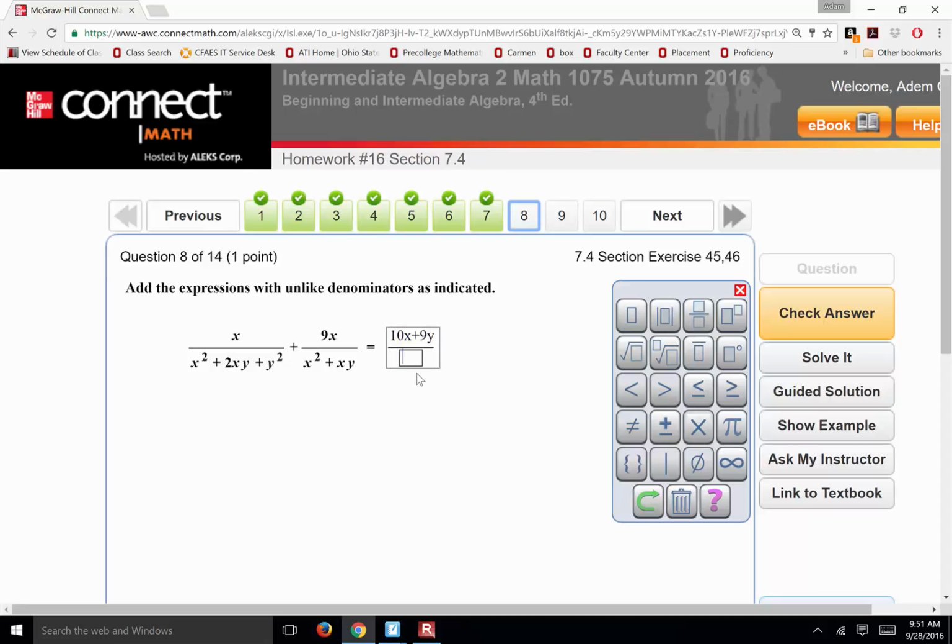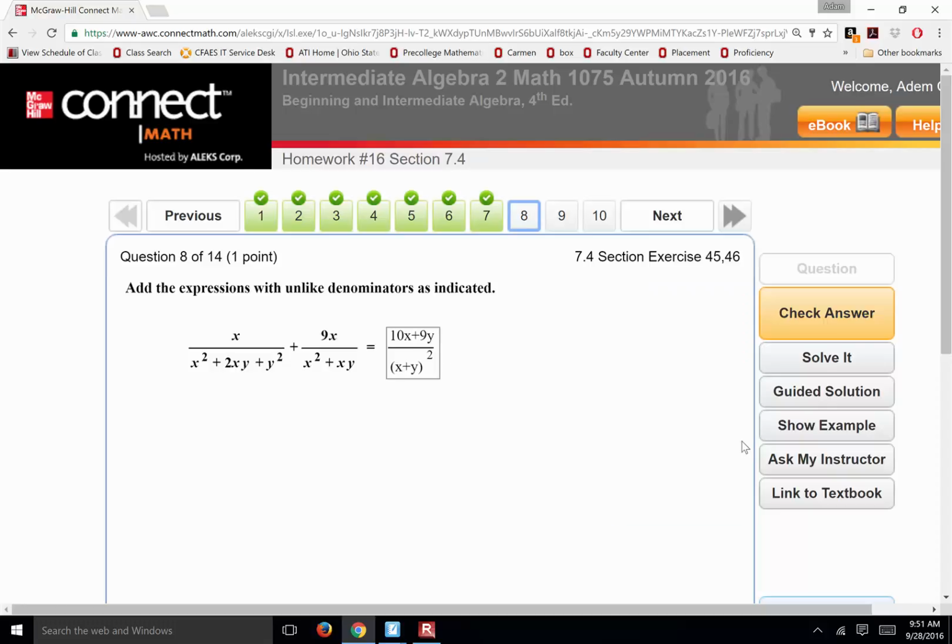Do you want to keep it separate? I will combine them. X plus y, I will make a square. How did that happen? Okay. Good. Any questions?